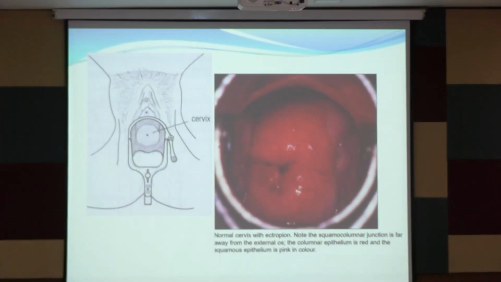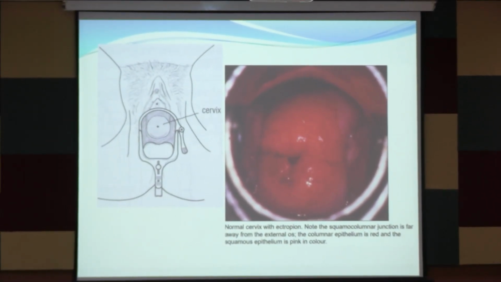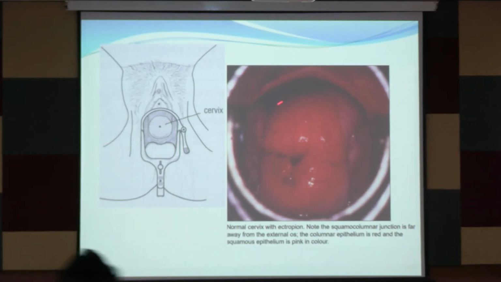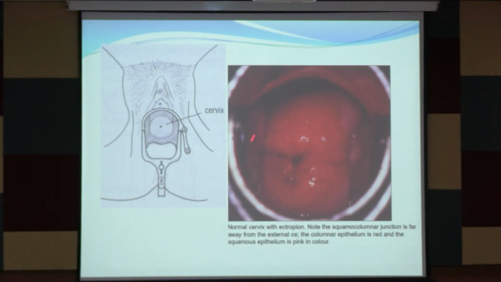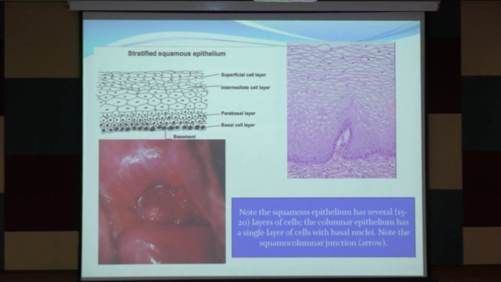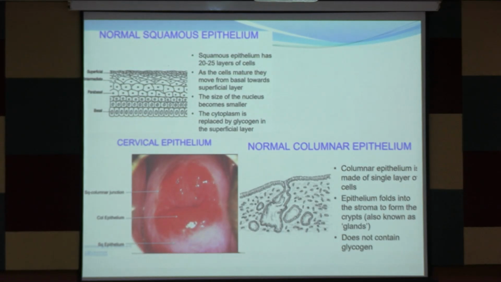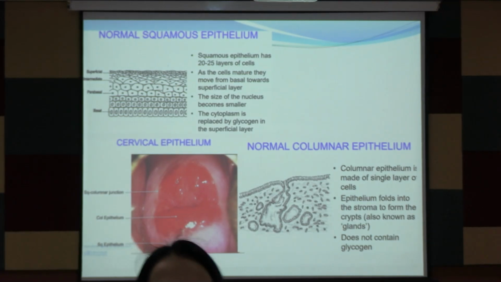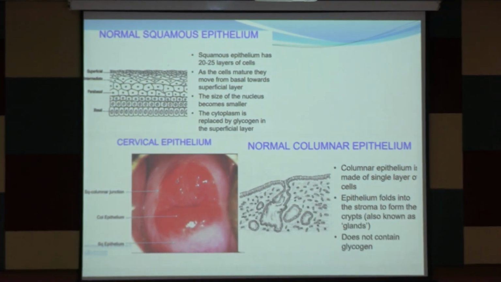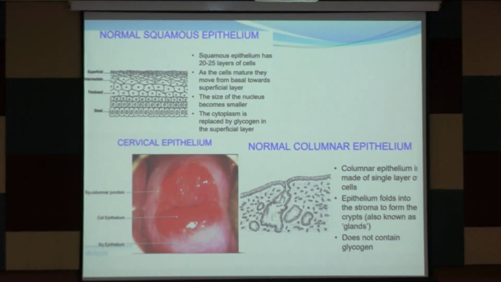It is lined by a single layer of columnar epithelial cells, whereas the pale zone which you find in the periphery, it's the ectocervix. It is lined by multi-layered squamous epithelium, which is pink in color. So, that is the stratified squamous epithelium. It has got 20 to 25 layers of cells. As the cells mature, they move from basal towards the superficial layer. This layer is the basal, this is the parabasal, intermediate and superficial cells.